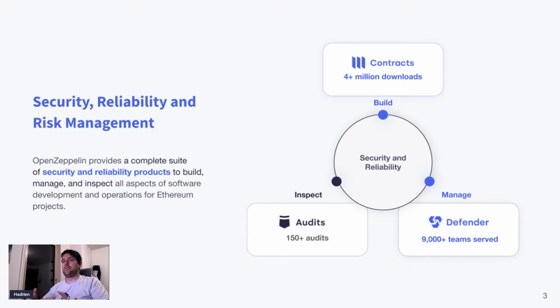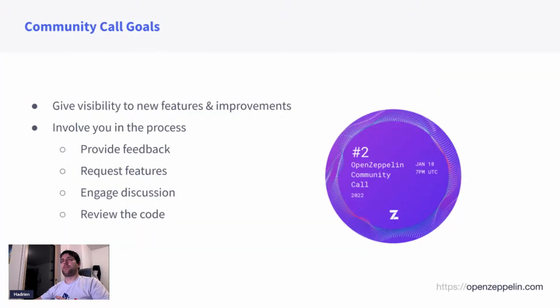So with all these products, we can help you at all the stages of the development of your application so that it's secure and scalable. Why do we do this community call? This is the second one. Stay until the end because there is a POAP to claim.